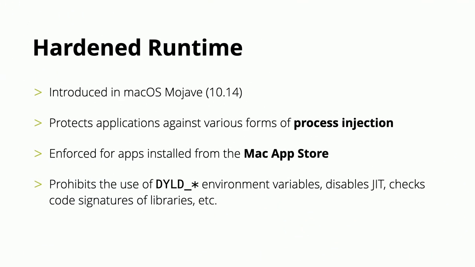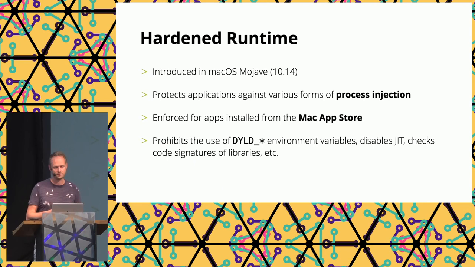Apart from that, you have something called the hardened runtime, which is now mandatory for applications in, for example, the Mac App Store. Its purpose is to protect against all variants of process injection. If you have enabled hardened runtime for your app, it prohibits the use of certain environment variables to override library loading, and it also disables just-in-time compilation. It will check code signatures of libraries as well, rather than only the binary, et cetera, et cetera.